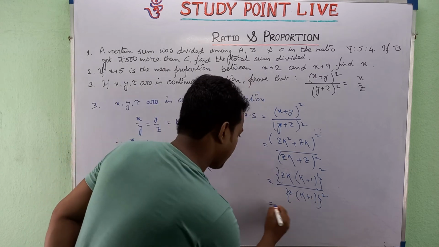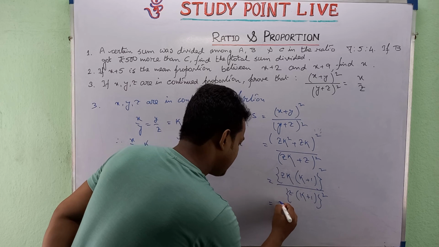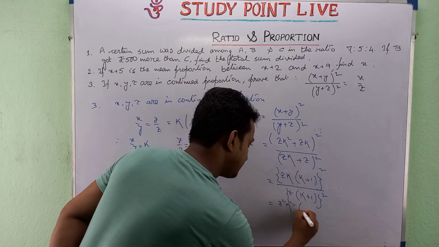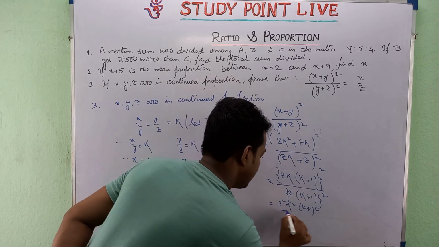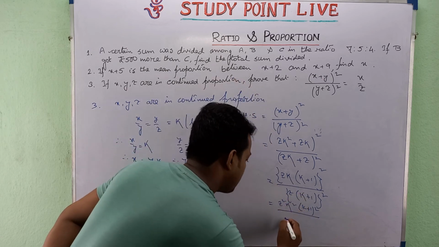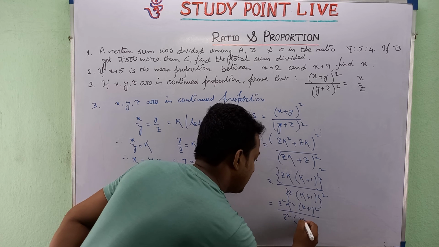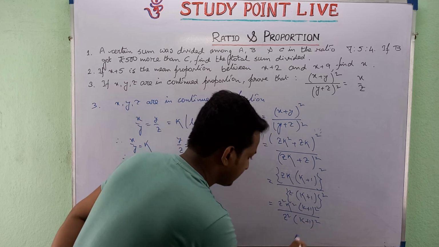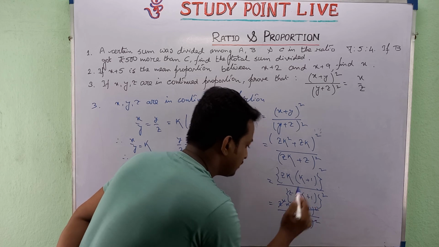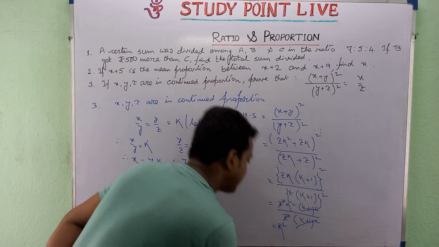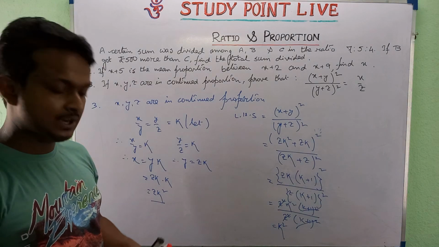Now see, if we remove this bracket, we can write down like this: z square into k plus 1 whole square, this term, for the numerator part, and for the denominator part, z square into k plus 1 whole square. Now see, z square will be cancelled out, and k plus 1 whole square will be cancelled. So the entire term will be k square. This is for the left hand side.